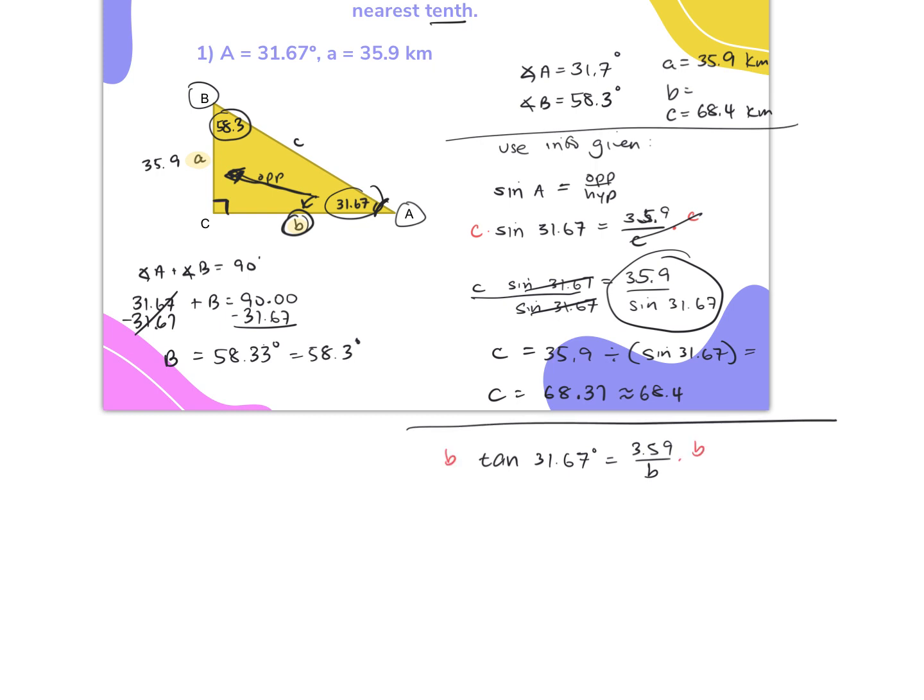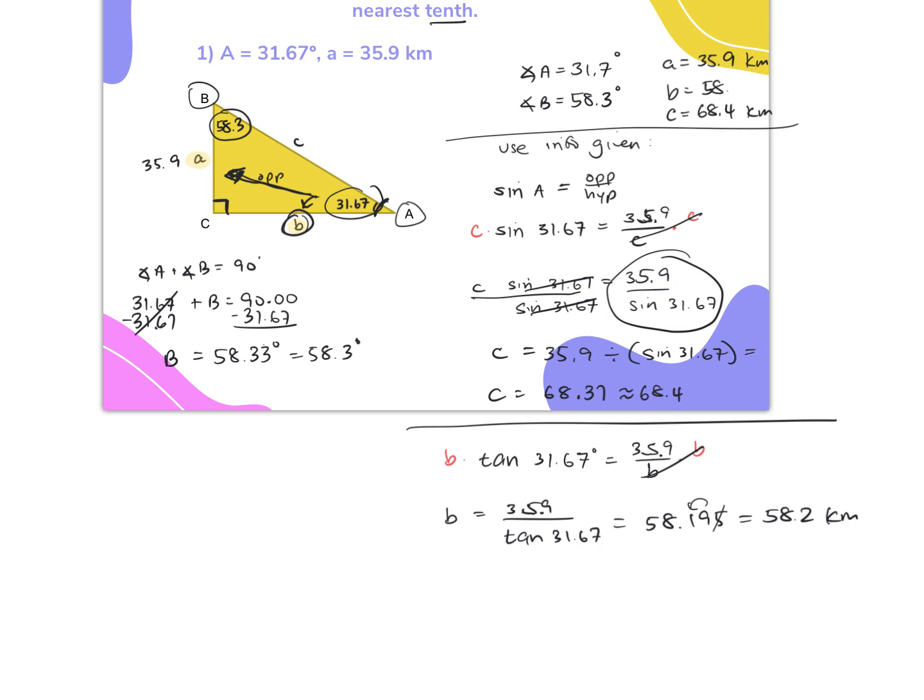So I'll multiply both sides by b. That's going to cancel that out. I'll divide both sides by the tangent of 31.67, and then I will plug this into my calculator. I'm going to get, the math is going to be 58.195. And again, I have to round this to the nearest tenth, so I look at the 9, and I know it's going to be 58.2 kilometers.